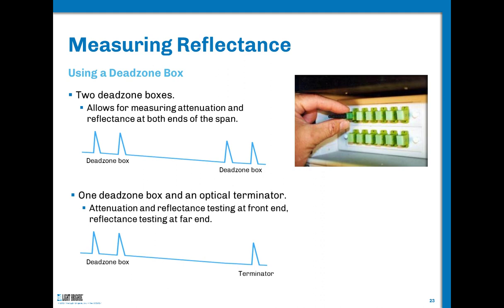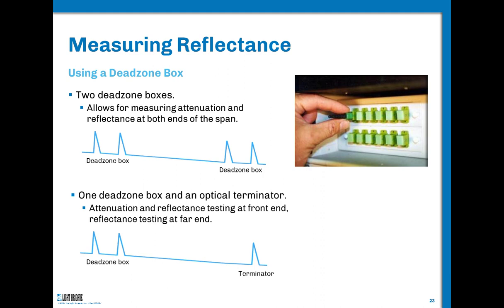A terminator looks like a connector in a rubber boot, except there's no jumper out of the end. The end of the fiber has literally been dead-ended, sometimes called a Z-splice, so that there's no reflection off of it. The bottom graphic shows where we have a dead zone box on the front end, and then we have a terminator at the far end.